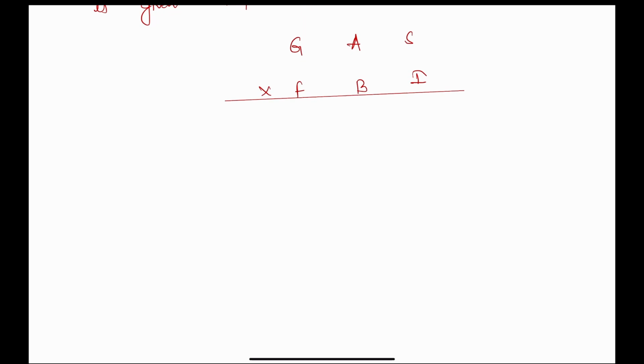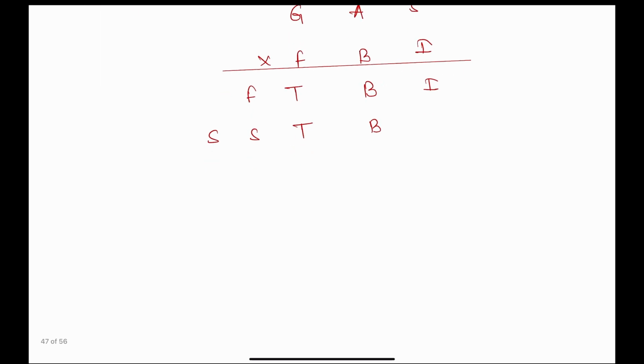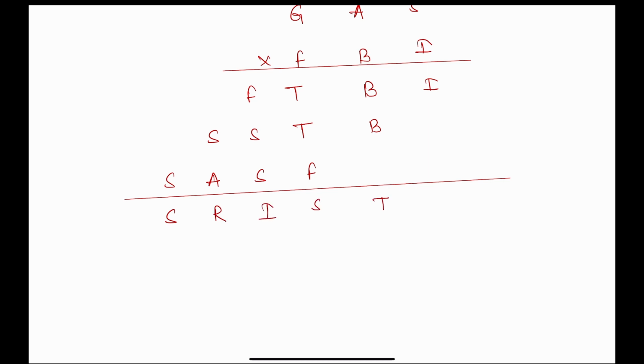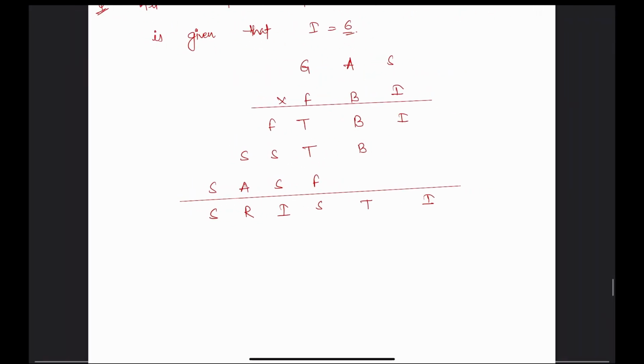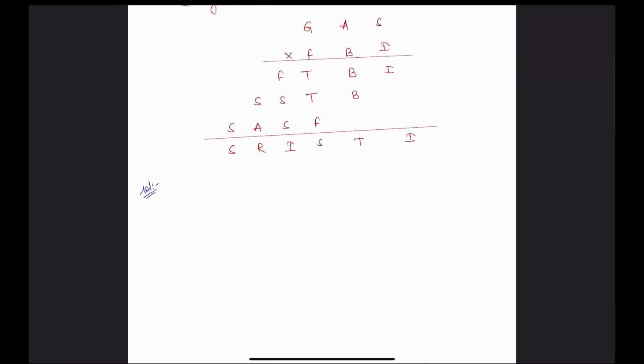After we multiply, we got F T B I S S T B S A S F, and then the summation was S R I S T I. Okay, then we already know, if the question is given to us, how should we approach?